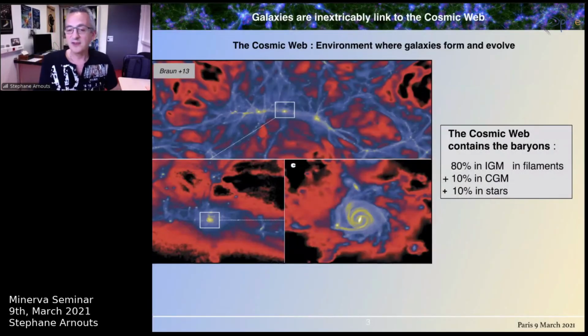So briefly about the context, the cosmic web is a natural environment where galaxies form and evolve. It's where most of the baryons are located, essentially in tenuous gas in thin filaments. So most of the gas is in the filamentary structure of the cosmic web, about 10% in the circumgalactic environment of galaxies, and the rest is what we can see directly, the stars, so 10%.